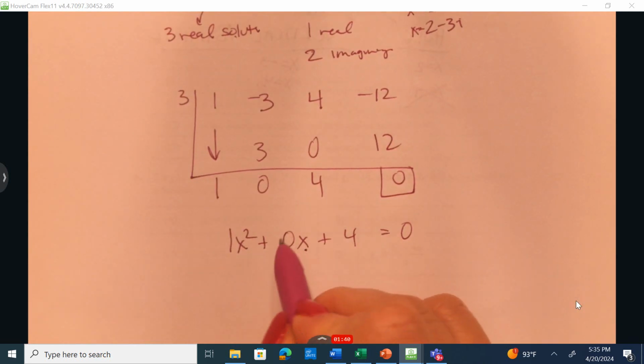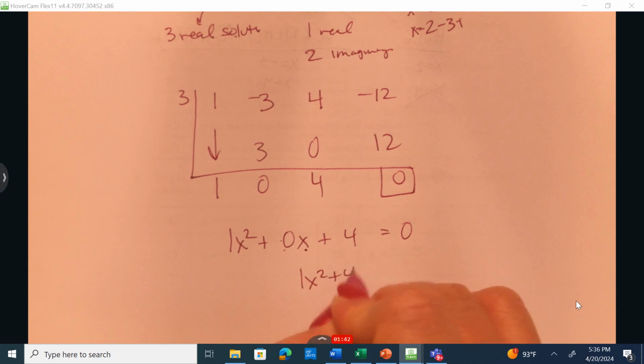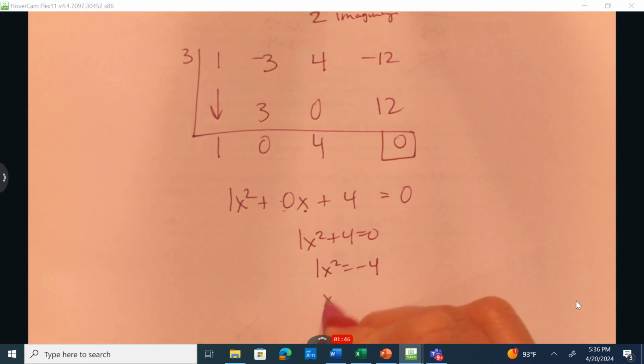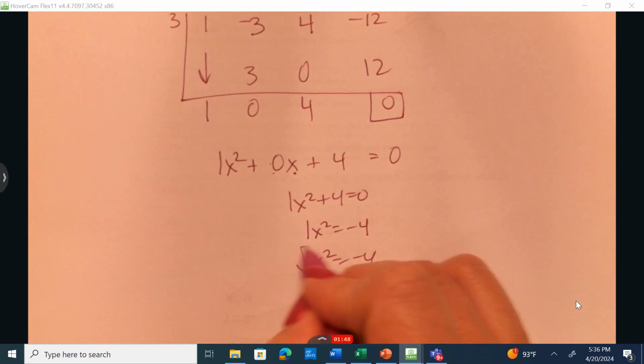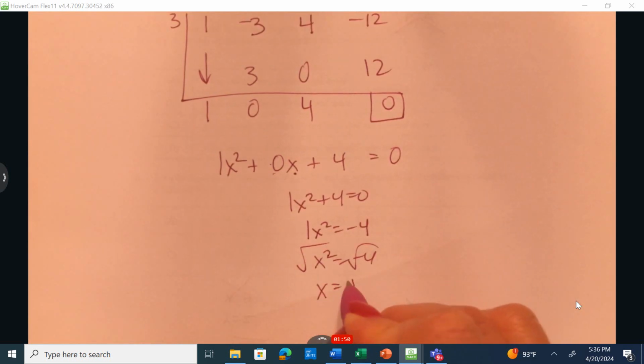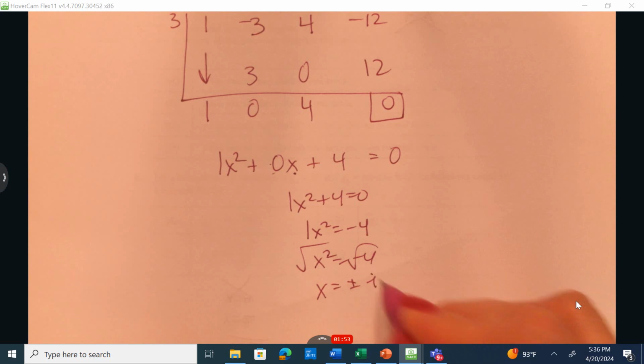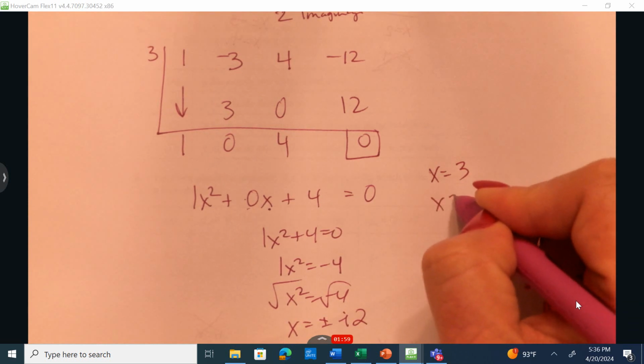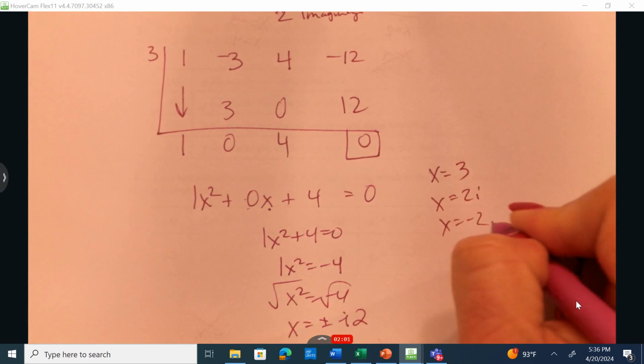0 times x, well 0 times anything is 0. I'm going to subtract 4 to the opposite side. Dividing by 1 doesn't change anything. I'm going to take the square root knowing I'm going to have 2 answers, but I can't take the square root of a negative. The i comes out front, and the square root of just 4 is 2. So my solutions are 3, 2i, and negative 2i.